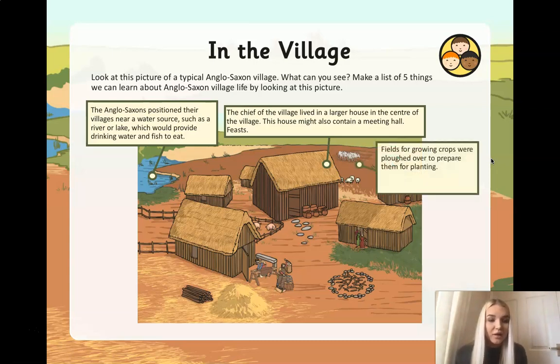They also had lots of fields. So we can see over there, you can see some animals, and there were lots of fields there to grow crops, which were ploughed. So they were getting ready to be able to grow these crops, preparing them for planting.